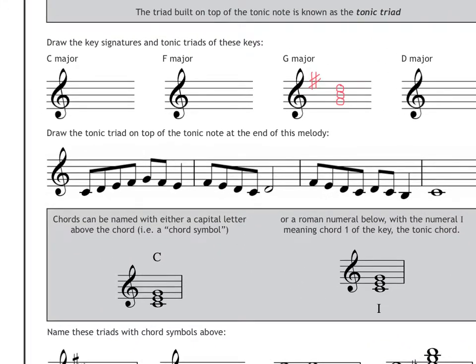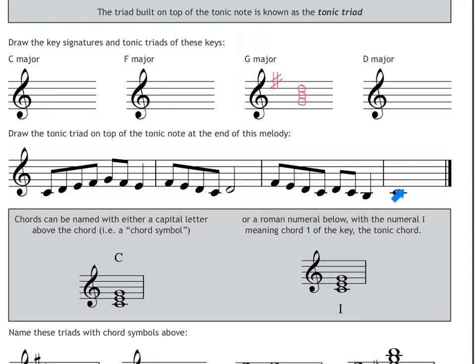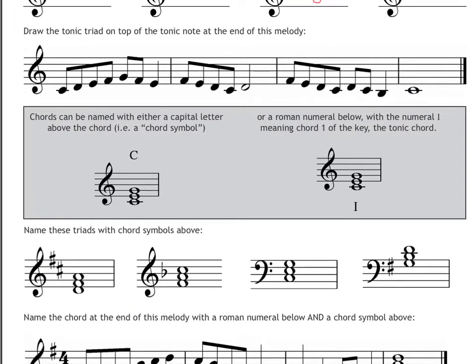And then the next task: draw the tonic triad on top of the tonic note at the end of this melody. You'll see that we're in the key of C major. Go to the end, and you'll find that tonic note, that whole note C, right over here. All they want you to do is draw a tonic triad. They give you the first note of the triad, you write the middle note and the top note of that triad. Easy stuff. So that's what a triad is. And it sounds like this. Those are the three notes, and played together, it creates a lot of really interesting harmony.